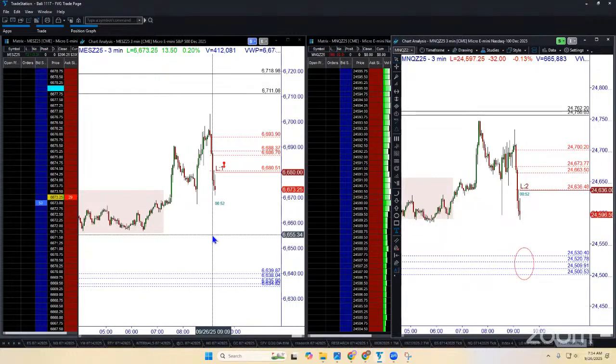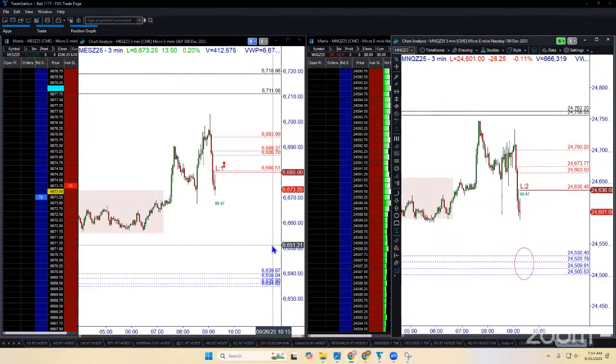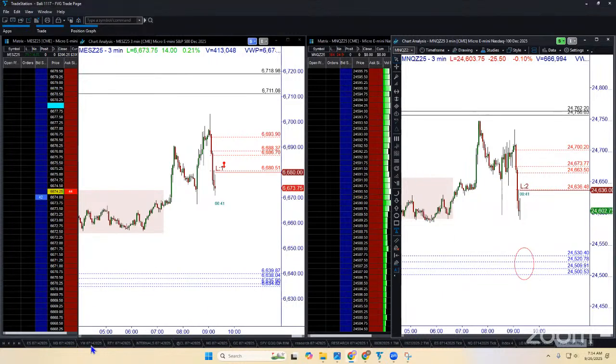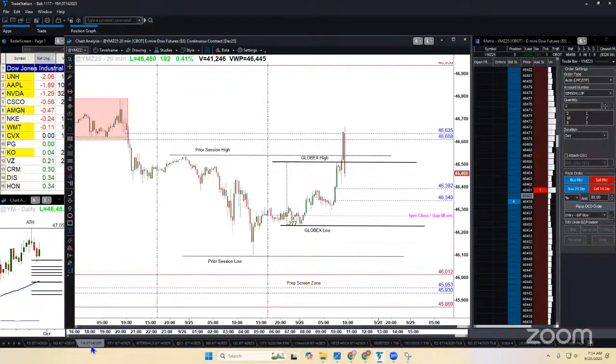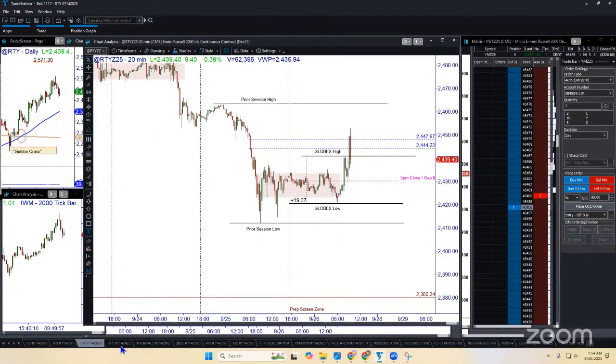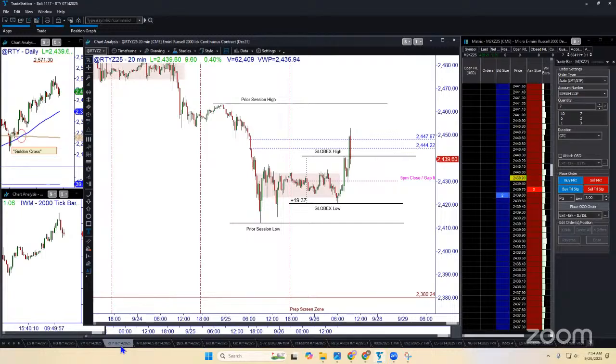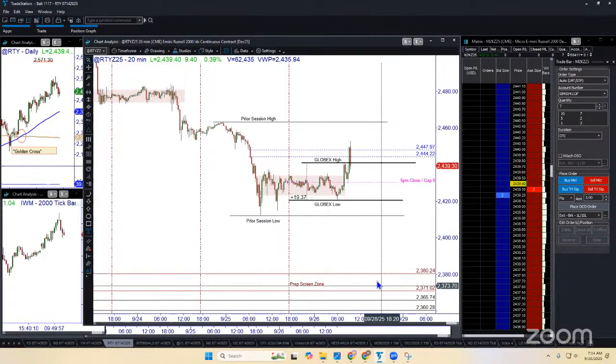Come on, S&P, let's get down and fill the gap. Dow, what a nice move on the Dow. Still looking for the gap fill on the Dow. And we also have a fair value gap right in the middle of it. Russell already has filled the gap. So price coming back into that dead space area, we'll look for demand much lower.